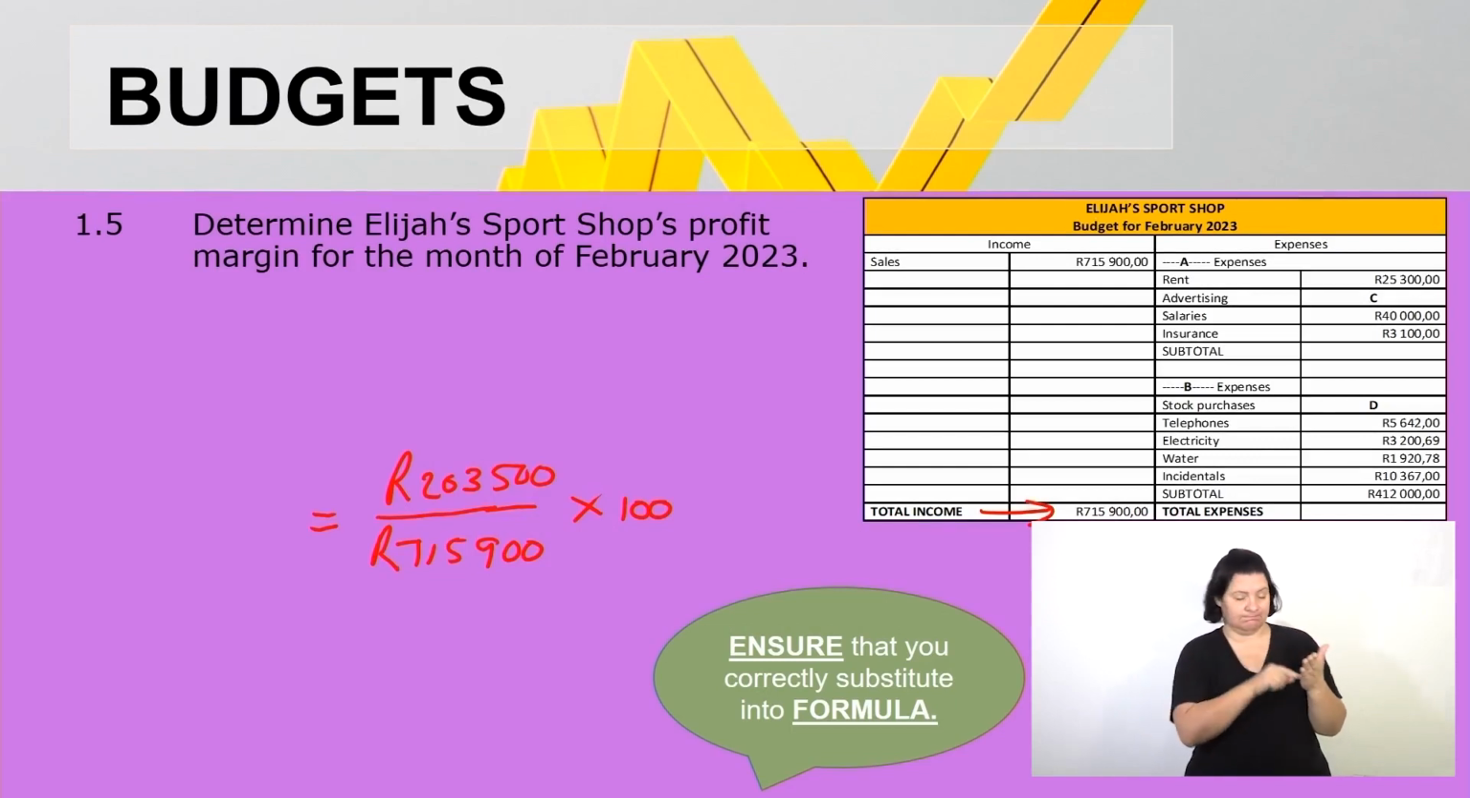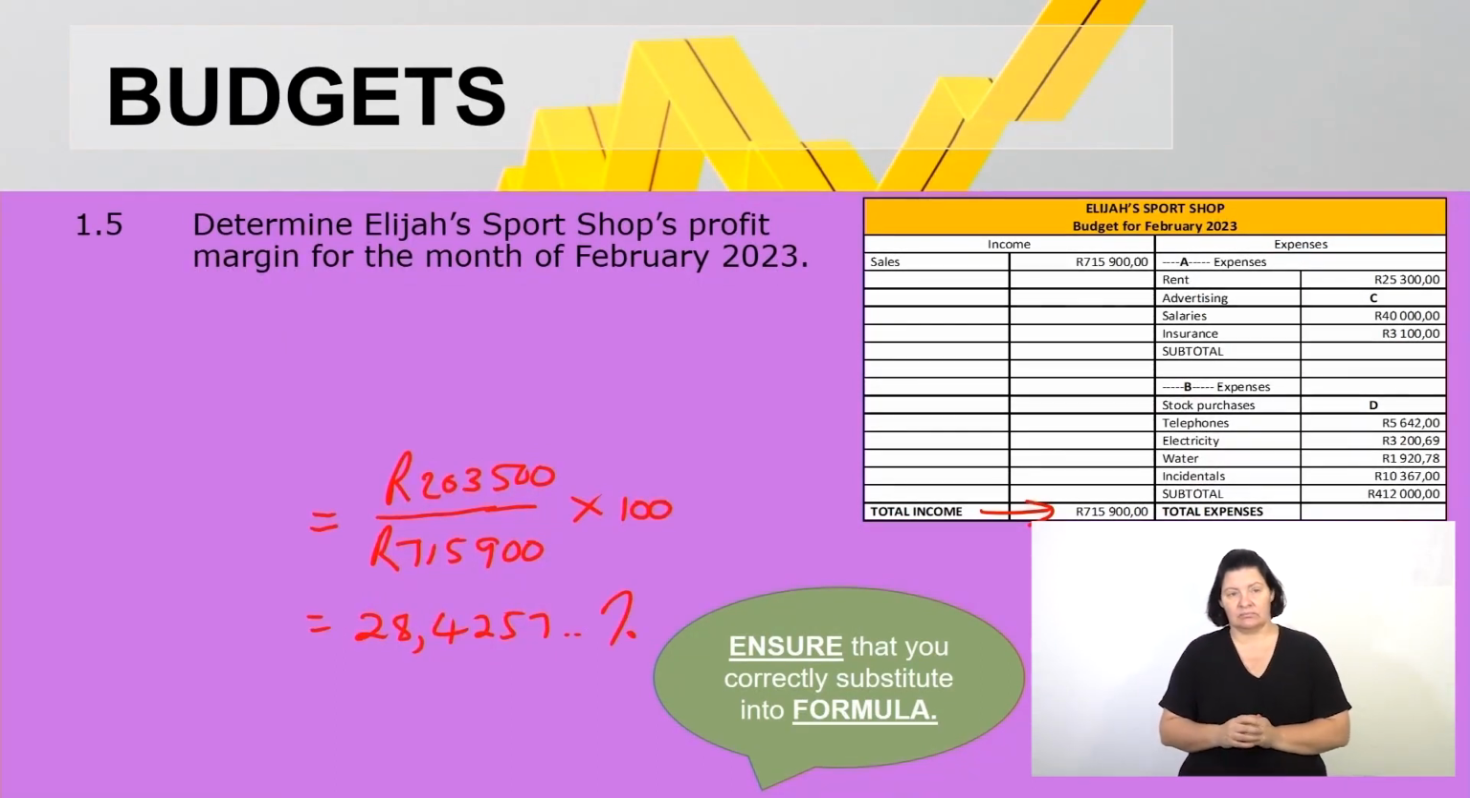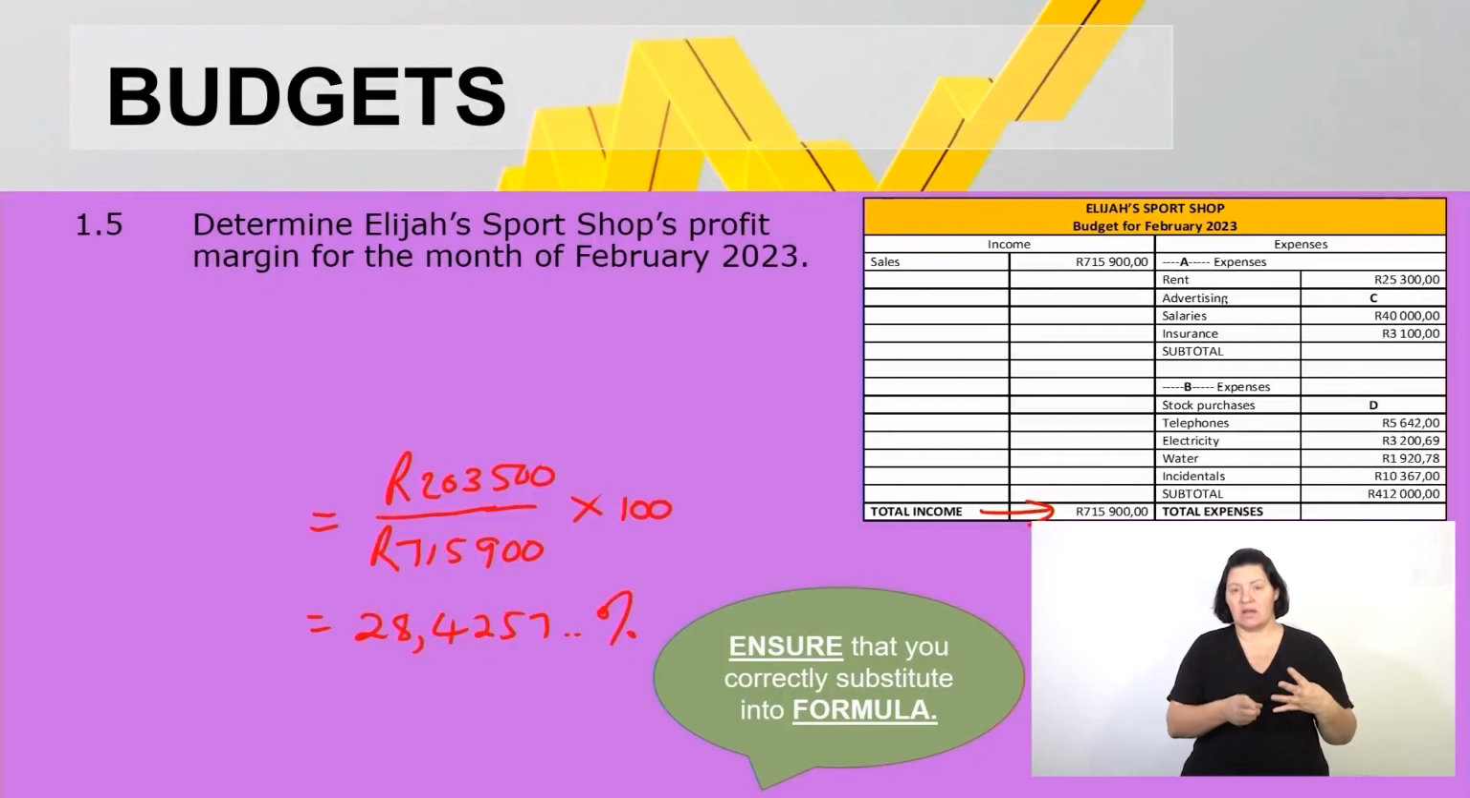So I'm going to type that in now. To get my profit margin, 203,500 Rand divided by my income of 715,900, and therefore I still have to multiply by 100 as indicated by my formula. So that will give me a percentage of 28,425,779%. All right, so that's how we calculate your profit margin. So step 1, write the formula. Step 2, substitute into the formula. Step 3, you simplify. And then at the end, you write your final answer with the correct unit.